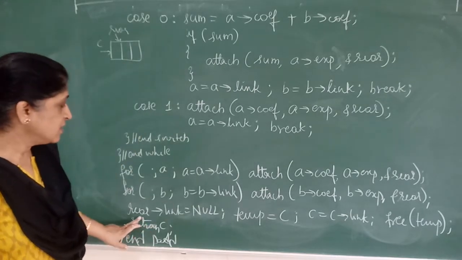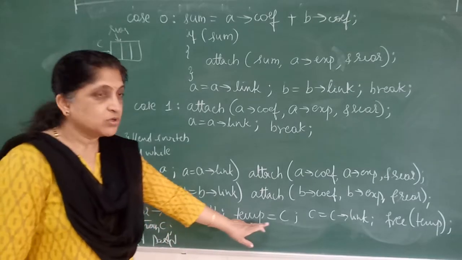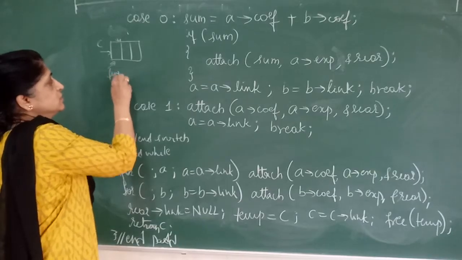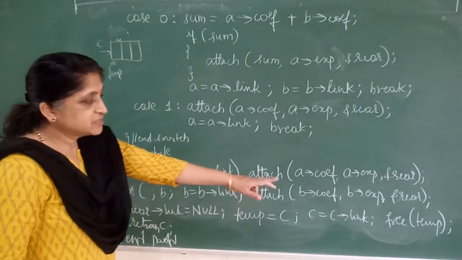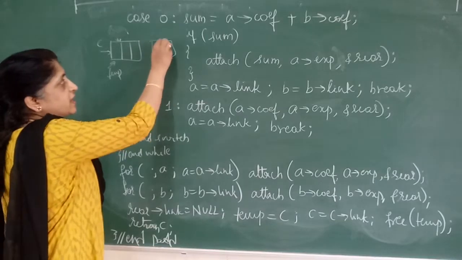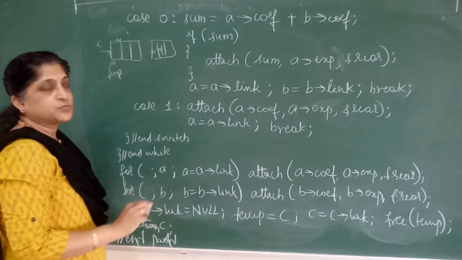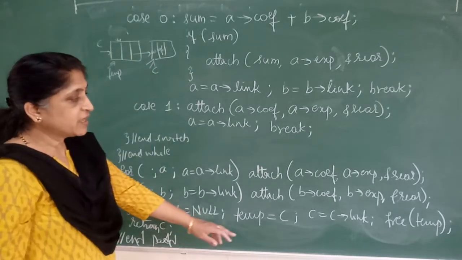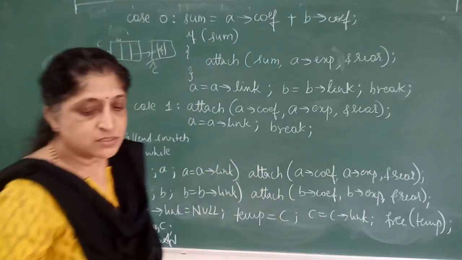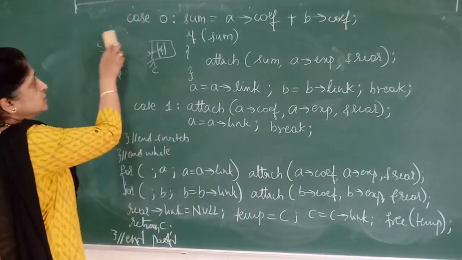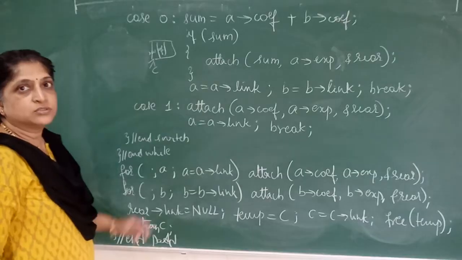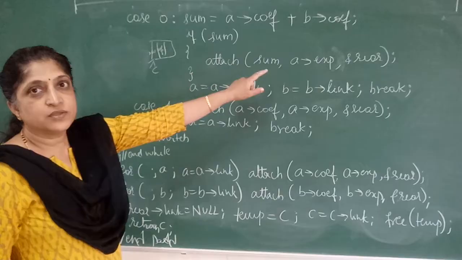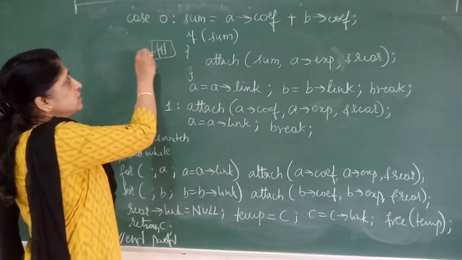For that we have written here temp is equal to C. That is, we use a temporary variable temp is equal to C. Then we make C is equal to C link. So here we will have the actual data with the coefficient and the exponent. Now C will start pointing to this node. Then we can free temp. That is, this first node is freed. So this node we have not stored any data. So now you will have a node with the coefficient and exponent and all the further nodes, and C will be pointing to this node.